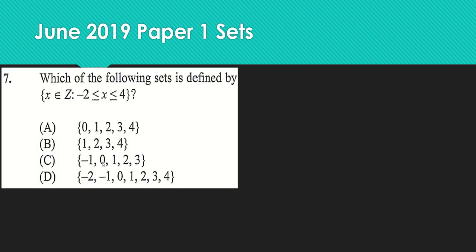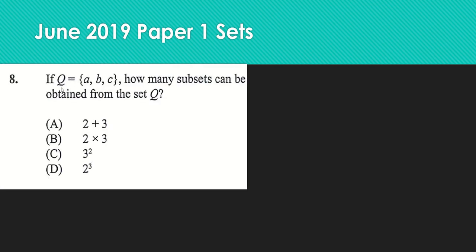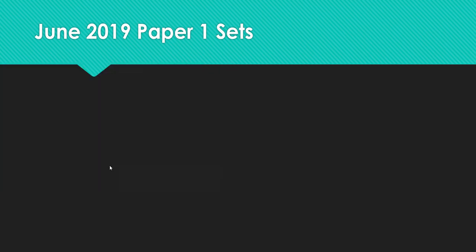Alright, let's read here. This is June 2019. Which of the following sets is defined by this? That means we include negative 2 and 4. That is D, this one. The number of subsets for Q is 2 to the power of the number of elements. In Q, we have 3 elements, so it's 2 to the power of 3.